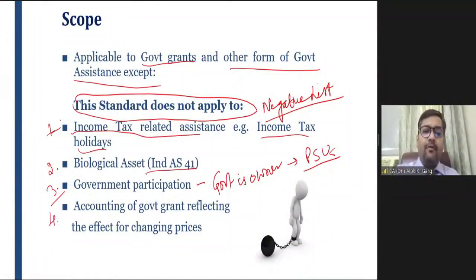Fourth, accounting of government grants reflecting the effect of changing prices. For example, the prices are increasing. For example, the crude oil price is increasing, I'm just taking a hypothetical example, although it is related to a practical thing also. If in the international market the price of crude oil is increasing, and due to the increase in the price of crude oil, the price of petrol is also increasing, for example.